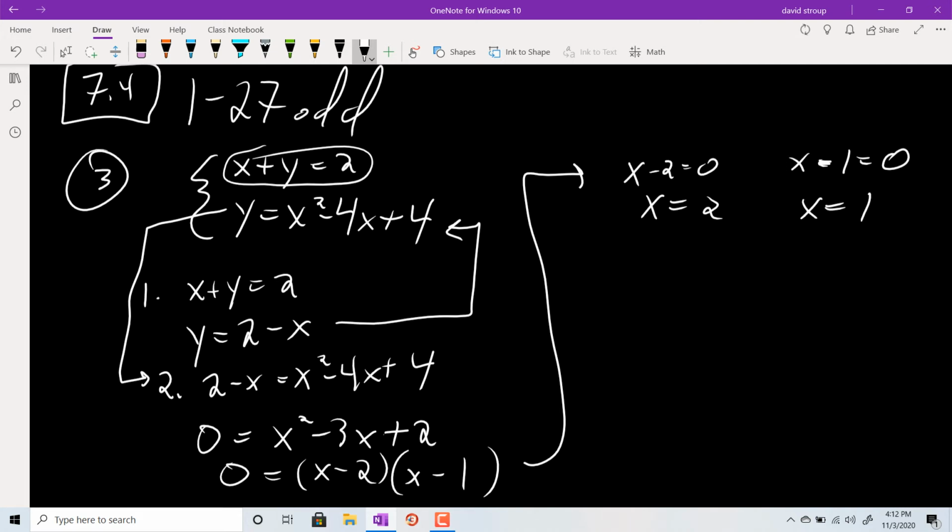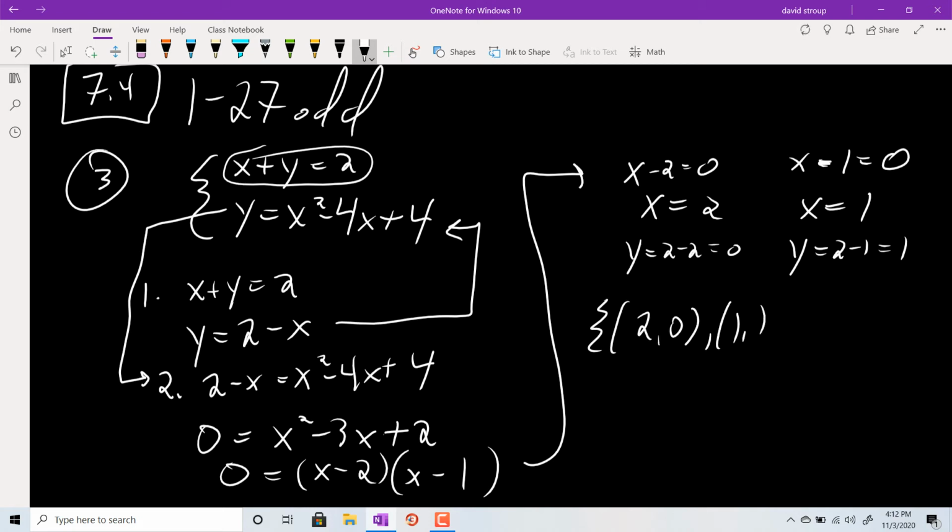And then get the other coordinate. So when x is 2, y is 2 minus 2, which is 0. When x is 1, y is 2 minus 1, which is 1. Okay, so it looks like we have 2, 0, and then 1, 1. And I want to look back and make sure that fits. 2 plus 0 is 2. 1 plus 1 is 2. 2 squared minus 8, so 4 minus 8 is negative 4, plus 4 is 0, that works. 1 minus 4 is negative 3, plus 4 is 1, so they both work.